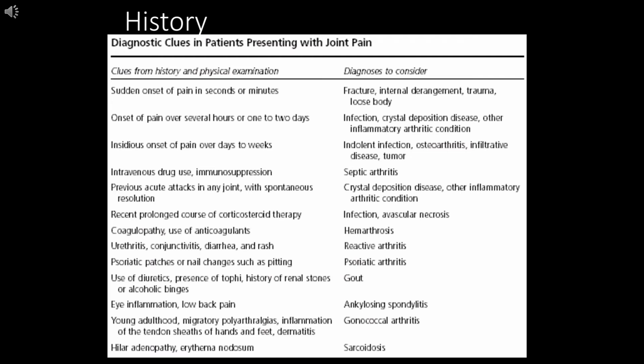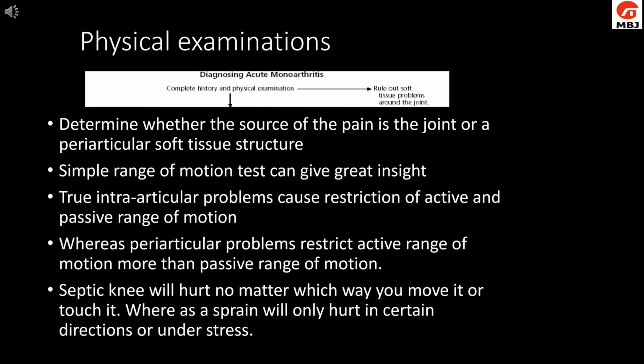Eye inflammation, low back pain, think of ankylosing spondylitis. Young adulthood, migratory polyarthralgia, inflammation of the tendons of hands and feet, dermatitis, then gonococcal arthritis. Hilar adenopathy, erythema nodosum, then possibility of sarcoidosis. That's all about history. Then we'll discuss physical examination.